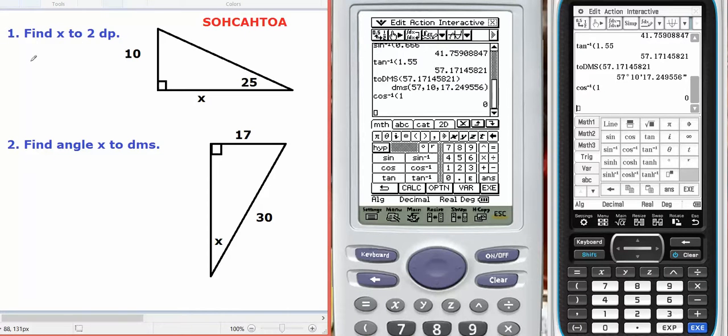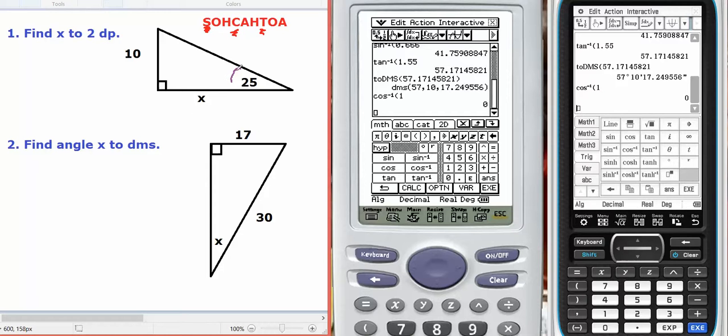This is for Year 10 General Pathways, the review of trigonometry part 2, finding side lengths and finding angles within triangles. I'm always going to use SOHCAHTOA to determine whether I use sine, cos or tan, and it will be based on the side length that I identify.